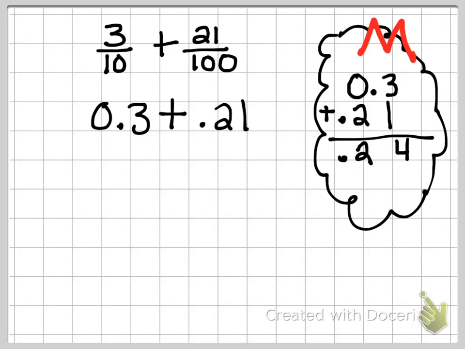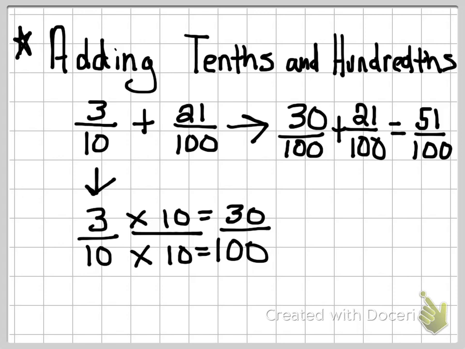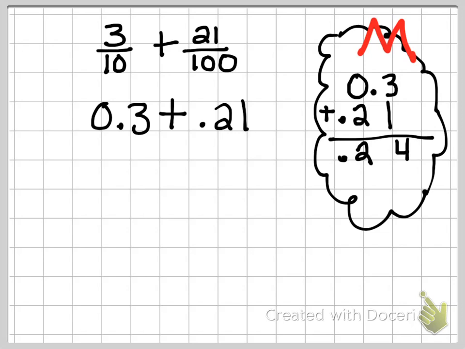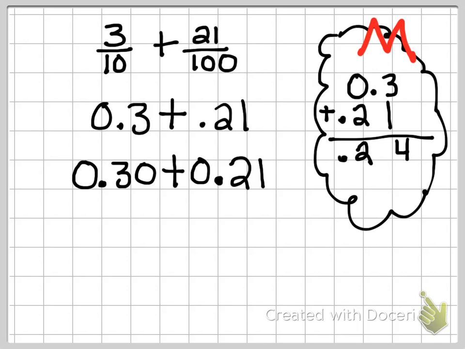Therefore, if we have 21 hundredths, we need to change 3 tenths into hundredths. Remember what we do. 3 tenths is the equivalent of 30 hundredths. Therefore, our new sentence would be 30 hundredths, which has the same value as 3 tenths, plus, oh, I should have put a 0 there, 21 hundredths. I don't know why I didn't do that there. Sorry about that.